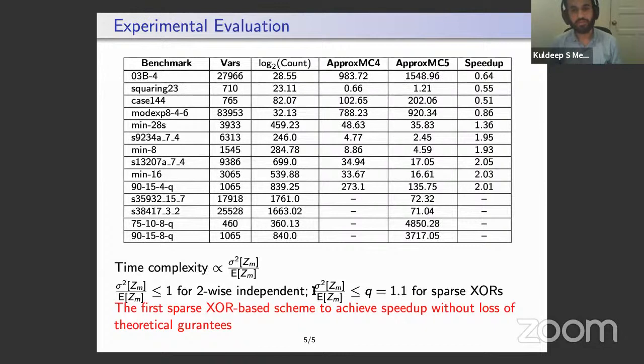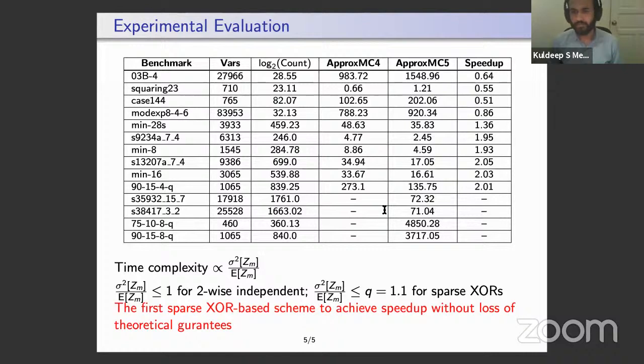For that, we took the state-of-the-art approximate counting algorithm, which is in its fourth version, ApproxMC4, and we combined it with our sparse XORs. These are the set of benchmarks, with the number of variables. This is the log of the counts that we get. And these are the times taken by ApproxMC4. And here is the time taken by ApproxMC5.